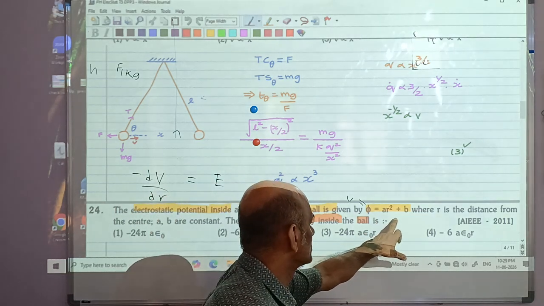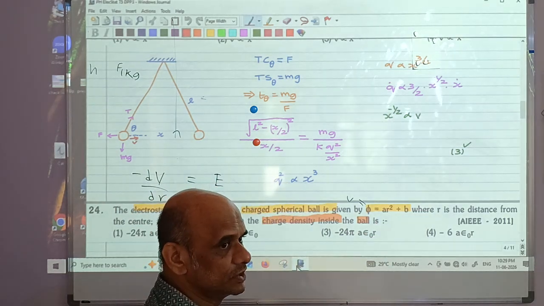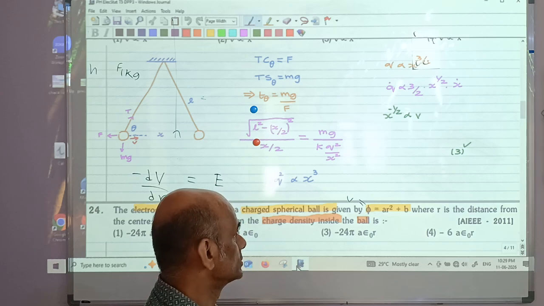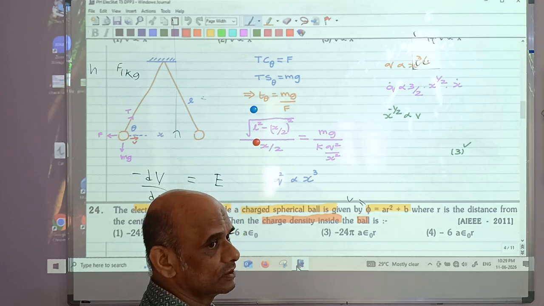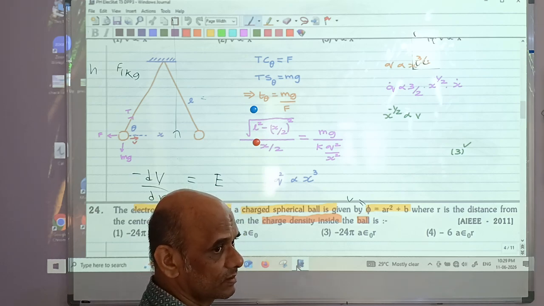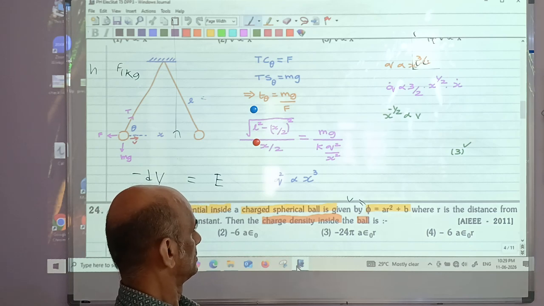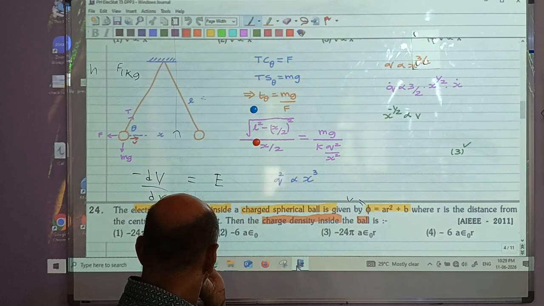E is 2AR, what is that? E is 2AR. E dot A is 2AR times 4 pi r square dr. Almost. The minus sign is there.